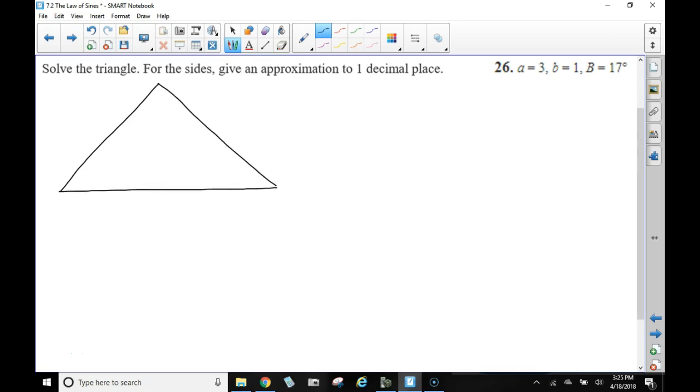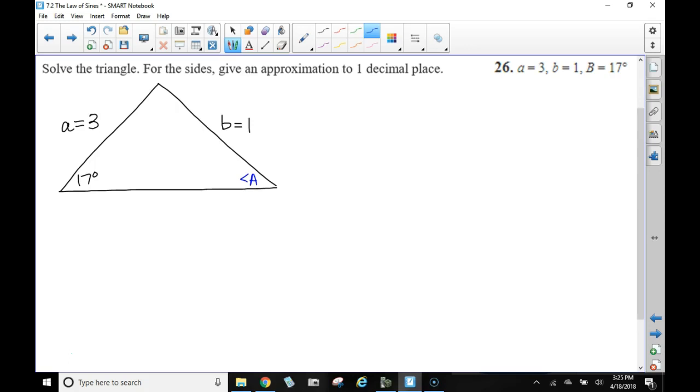Okay, and I'm just going to label all of this. Angle B is 17 degrees. That means the side opposite is B. That's given to us to be 1 unit. And then we've also got side A. Let me let A be over here. That'll be 3. And so what we don't know is what is angle A.